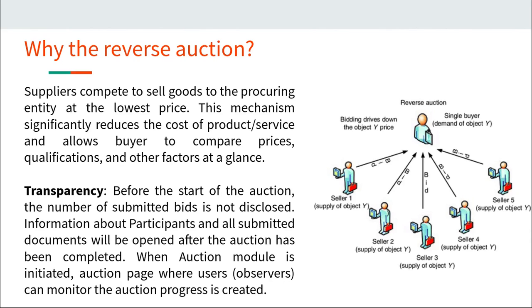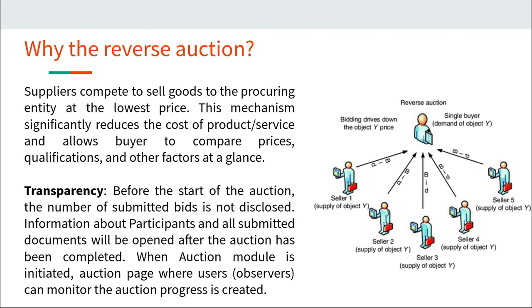Why the reverse auction? Suppliers compete to sell goods to the procuring entity at the lowest price. This mechanism significantly reduces the cost of product or service and allows the buyer to compare prices, qualifications, and other factors at a glance.